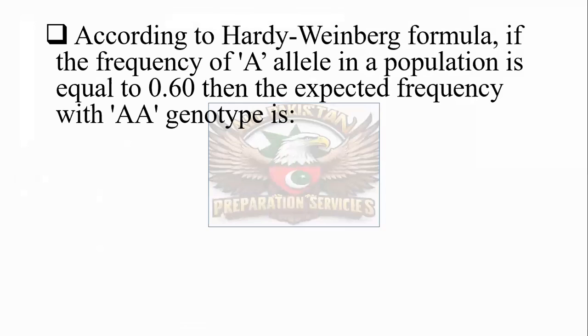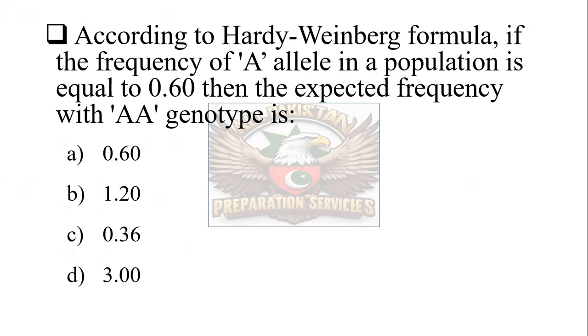Our next question is that according to Hardy-Weinberg formula, if the frequency of A allele in a population is equal to 0.6, then the expected frequency of AA genotype is 0.6, 1.2, 0.36, or 3. And the correct one is 0.36. If the frequency of A allele in a population is equal to 0.6, then the expected frequency of AA genotype is 0.36.